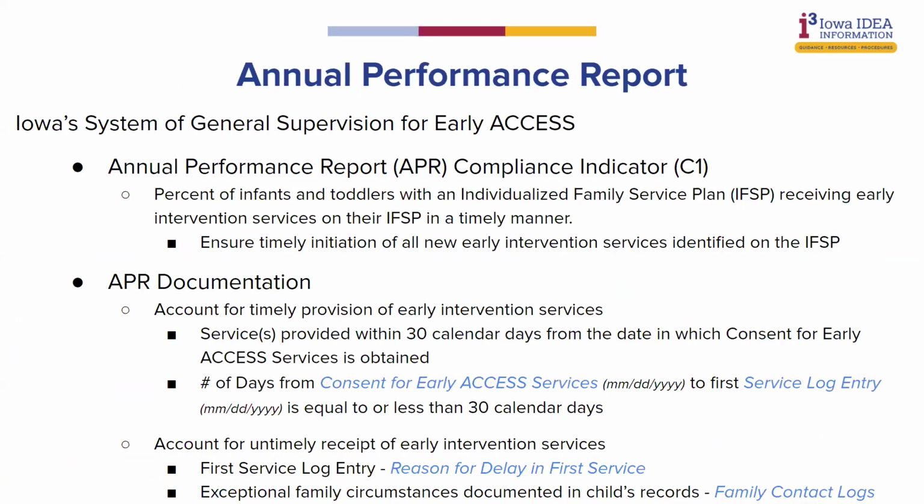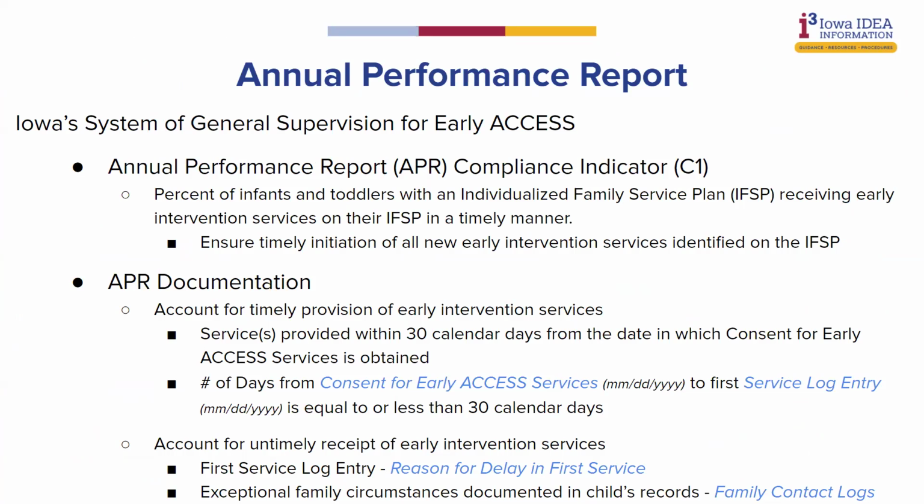As a component of Iowa's system of general supervision for early access, the state annually analyzes and reports the results of the timely provision of early intervention services in the annual performance report, or again, the APR for indicator C1. This is what we refer to as a compliance indicator, which means 100% of infants and toddlers must receive early intervention services within 30 calendar days.